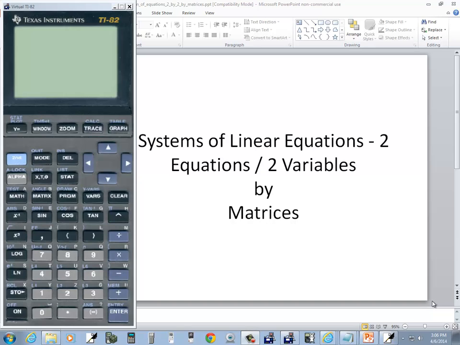Let's take a look at solving systems of linear equations, two equations, two variables by matrices on a TI-82 calculator.